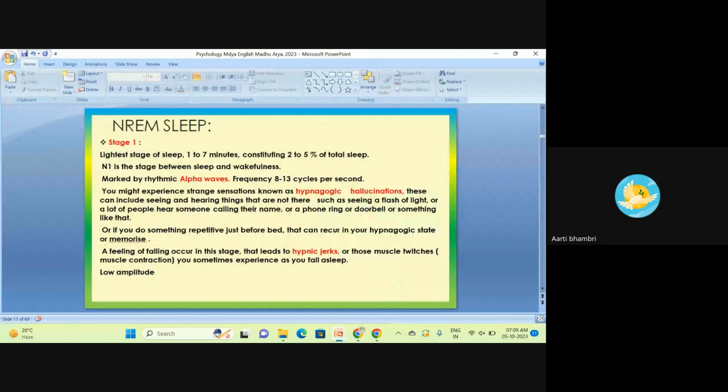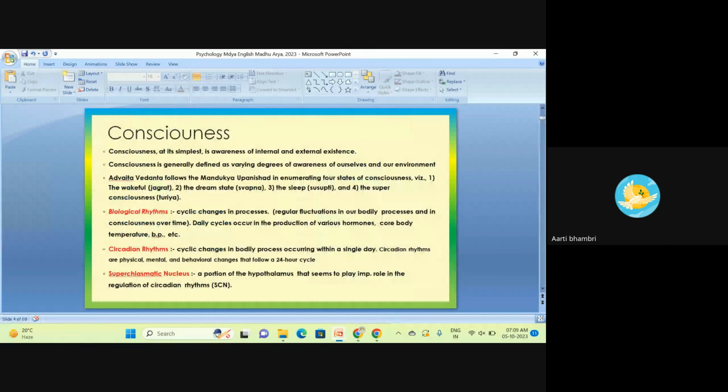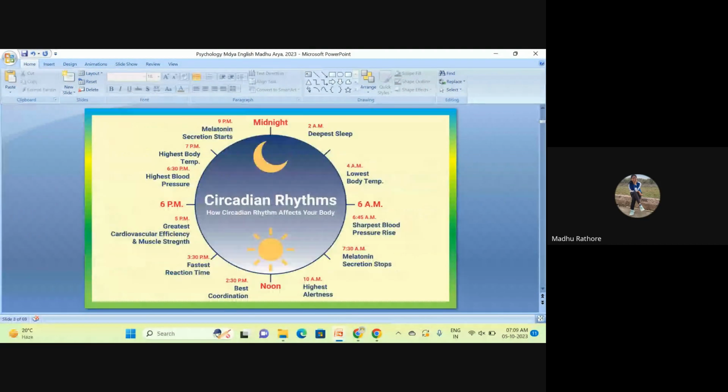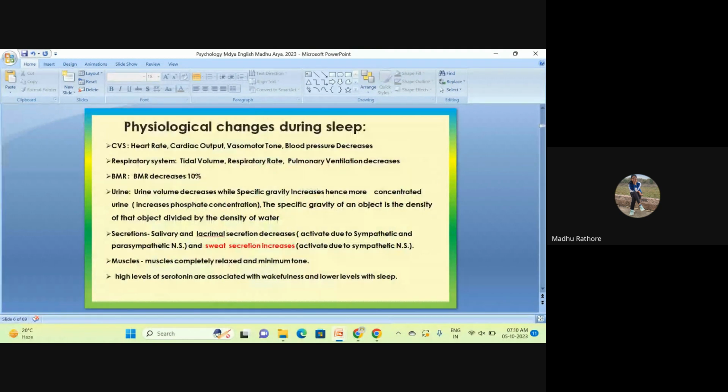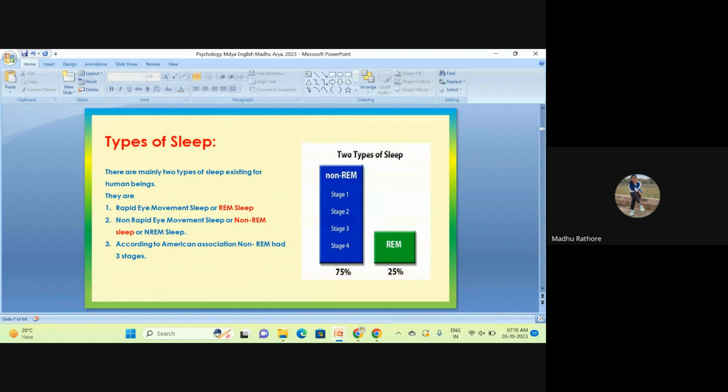Yes, ma'am. Okay. Yesterday we covered what is consciousness and circadian rhythm, biological rhythm, serotonin, melatonin, and physiological changes during sleep, types of sleep, two types of sleep mainly, REM sleep and non-REM sleep. REM sleep also known as active sleep and non-REM sleep is known as quiet sleep.